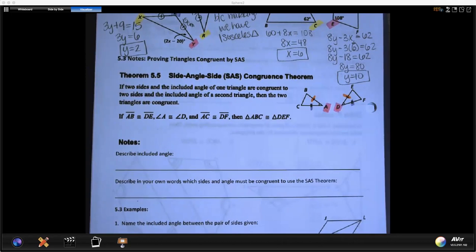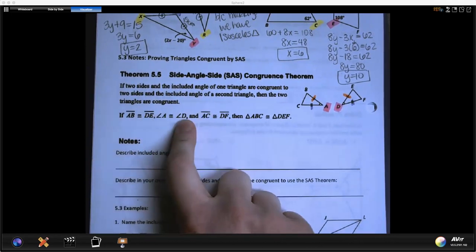Okay, but the question, hopefully, that you're thinking or possibly thinking is, well, why can I name this with only 3 parts versus all the parts? Well, what we had said in 5.2 is that if all congruent or matching or corresponding parts are congruent, then the triangles are congruent.